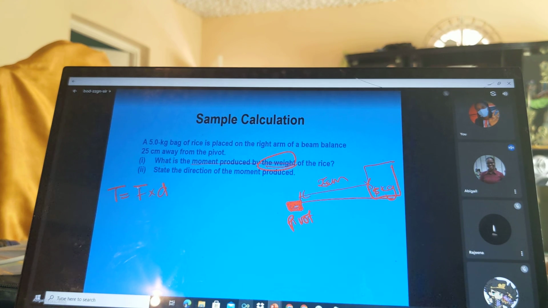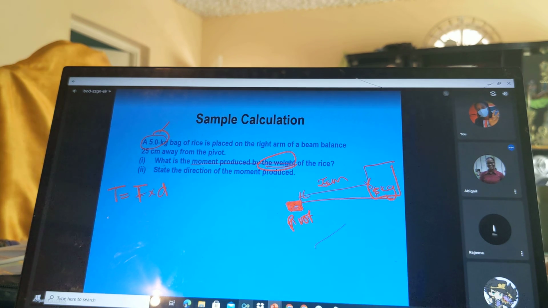Do we know the force that the bag of rice is exerting? We don't know. 5 kg is force or mass? What is force measured in? Newtons. Is 5 kg in newtons? No, miss. So then we'd have to find the weight of the rice using the mass of it.